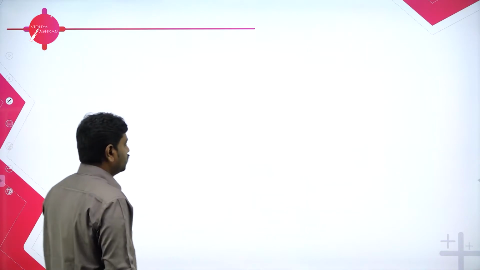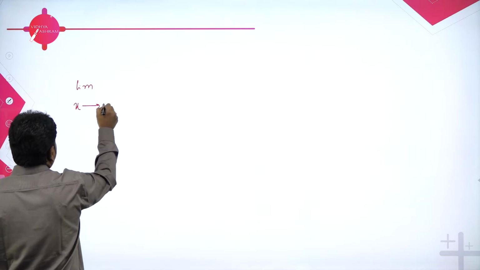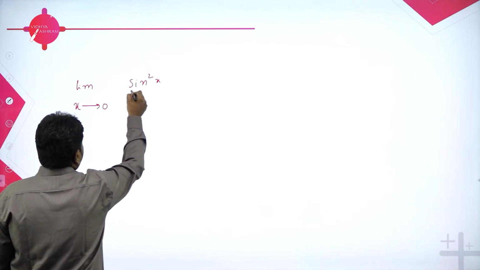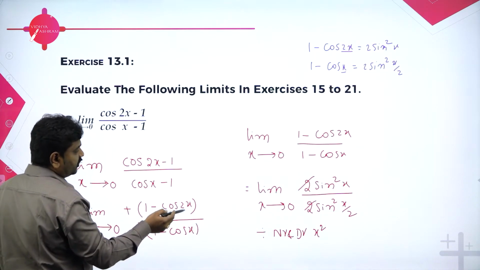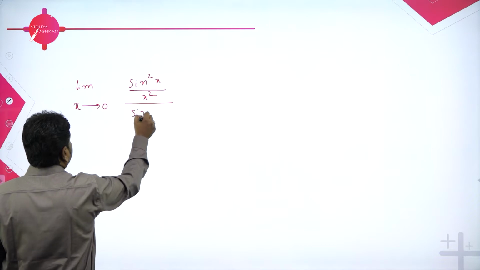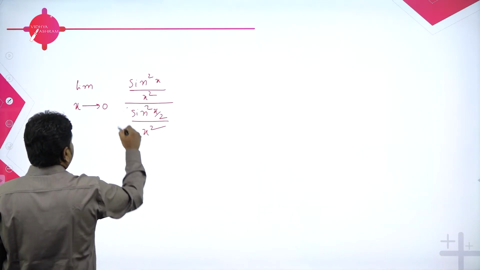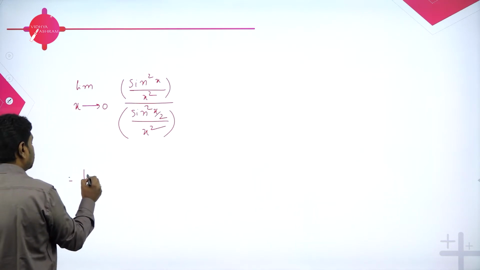If you do that, I'll have limit x tends to 0. Numerator we have sin square x by x square. Denominator, what is the denominator? We have sin square x by 2 by x square. Now we can apply limit separately for numerator, limit separately for denominator.